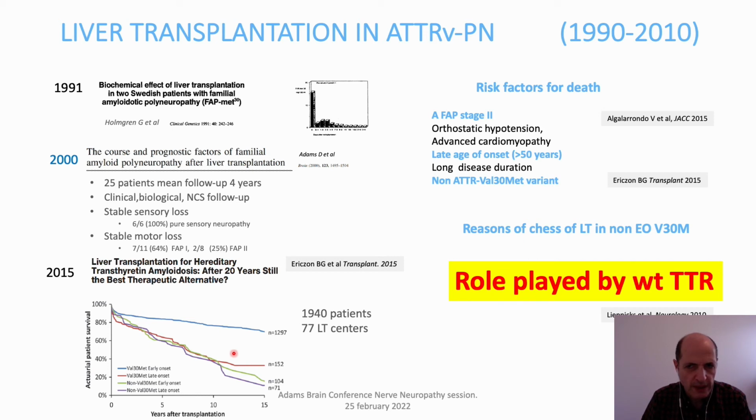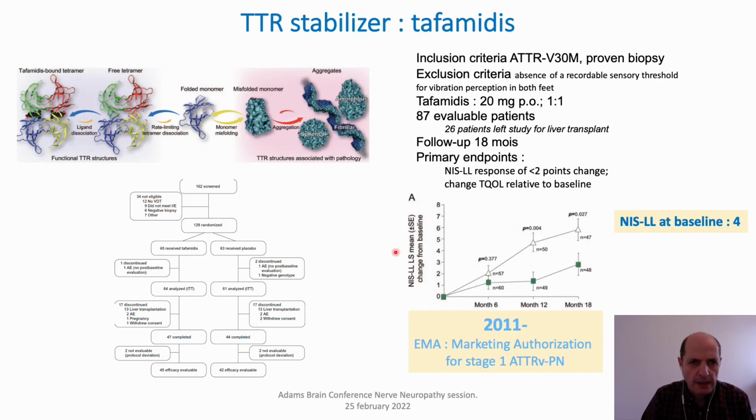The risk factors have been identified: non-V30M, advanced disease with severe neuropathy or cardiomyopathy. Cardiomyopathy was due to accumulation of wild-type TTR in late onset after liver transplantation. Tafamidis, the TTR stabilizer, binds to the thyroxine binding site to avoid dissociation into monomers and dimers, which form amyloid aggregates. The phase 3 trial enrolled patients with V30M TTR. Patients received tafamidis or placebo. The primary endpoint was NIS lower limbs response of less than 2 points change after 18 months. This study showed that tafamidis was able to slow progression of the disease, and tafamidis obtained marketing authorization by EMA in stage 1.